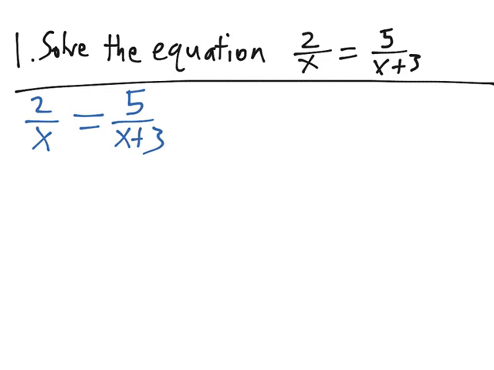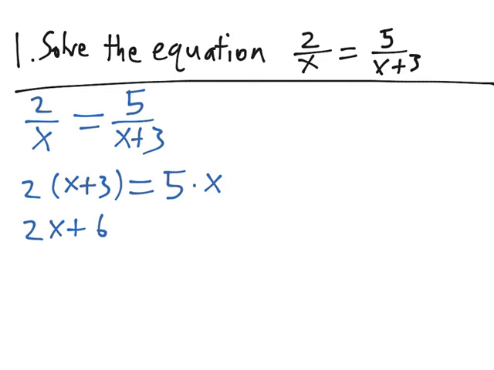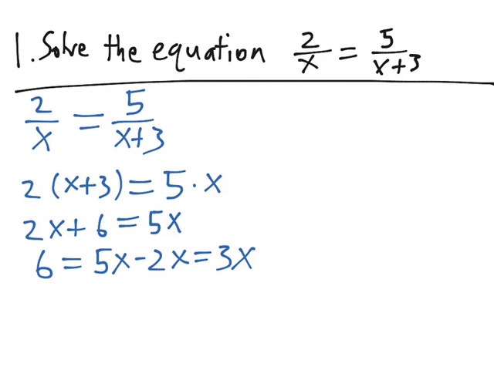Notice that this equation is actually a proportion. This means we can cross multiply. On the left, we'll have 2 times x plus 3, and on the right, we'll have 5 times x. If we simplify this, we get 2x plus 6 equals 5x. Now subtracting 2x from both sides of the equation will give us 6 equals 5x minus 2x, which equals 3x, since the 2x's on the left side will cancel.